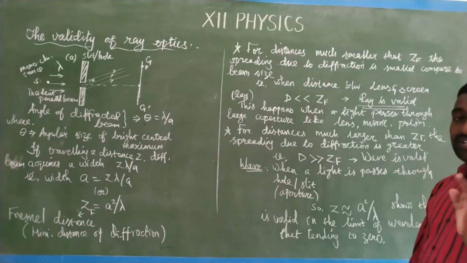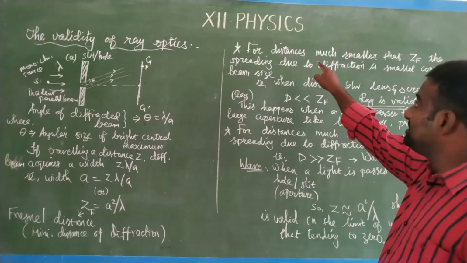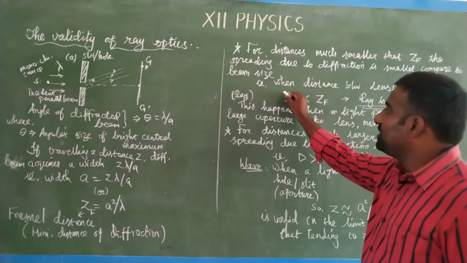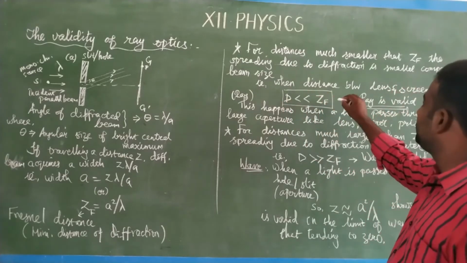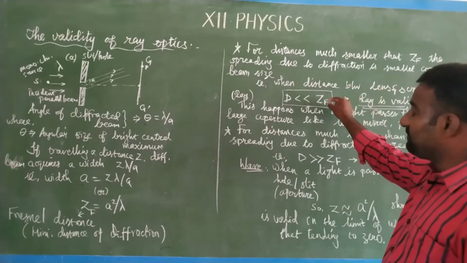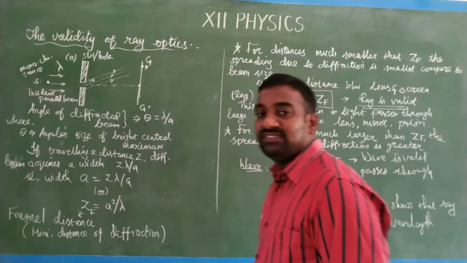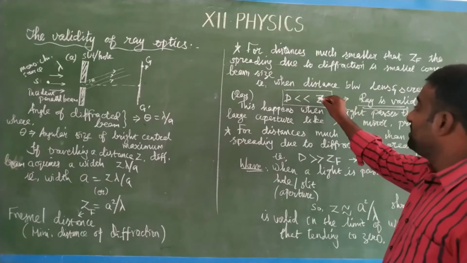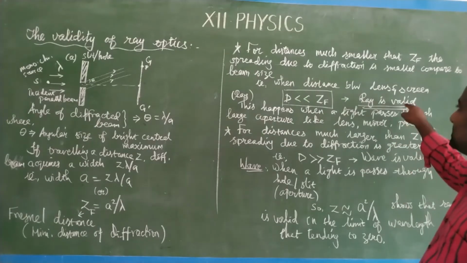டூ கேசஸ், ஒன் இஸ் ரே, another ஒன் இஸ் வேவ். எப்போ ரே யூஸ் பண்ண போகிறோம்னா, listen, for distances much smaller than the Fresnel distance, that is the minimum distance of diffractions, then the spreading due to the diffraction is smaller. அதனால diffraction லெஸ்ஸராக தான் இருக்கும், because wavelength and the minimum distance are inversely proportional. Yes, so when the distance is much smaller than the Fresnel distance, then the ray case is valid.